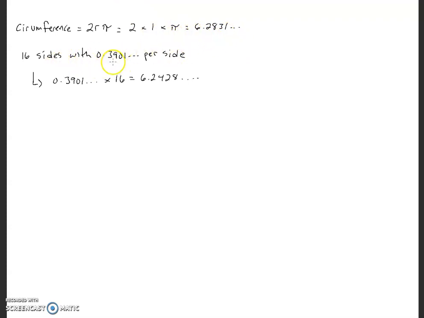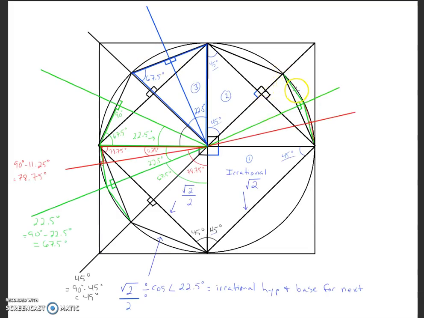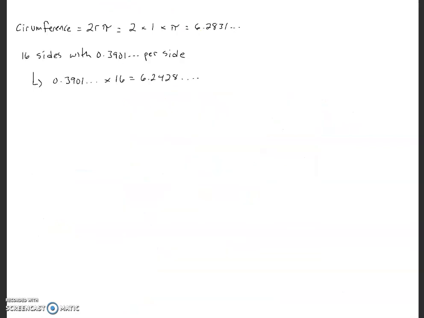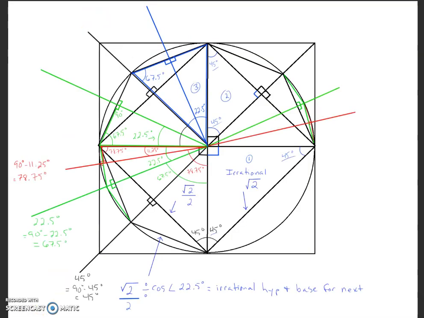So for 16 sides, each hypotenuse, this green segment right here, would be 0.3901 continued, and we would multiply that by 16. You can see we're getting pretty close already to 6.28, at 6.24. And if we went with the next round, it would get closer and closer to the number that we now know as pi. So that's just an example of one of the ancient methods of calculating the circle.